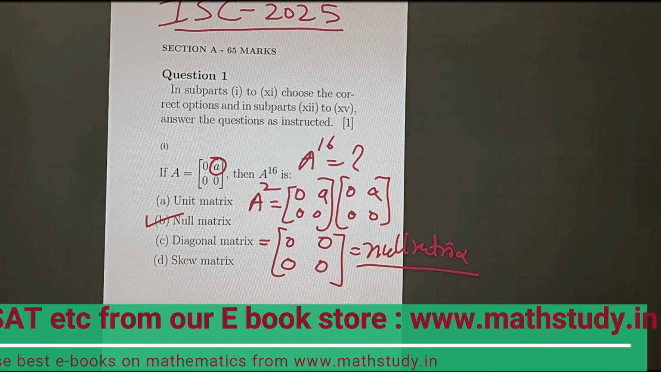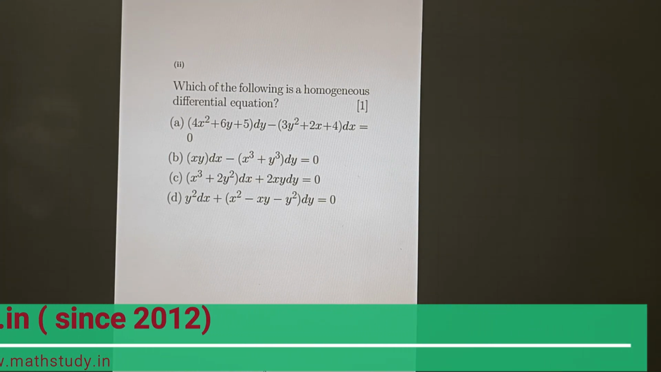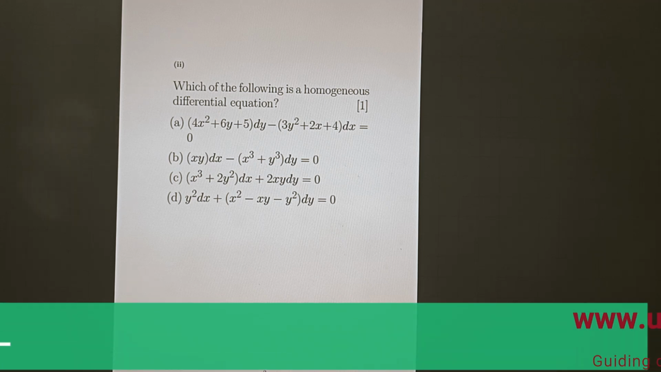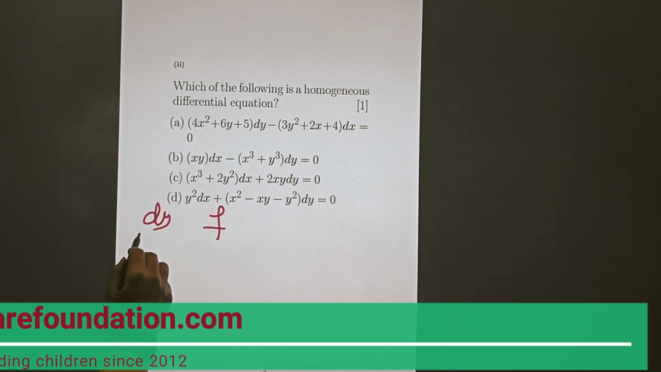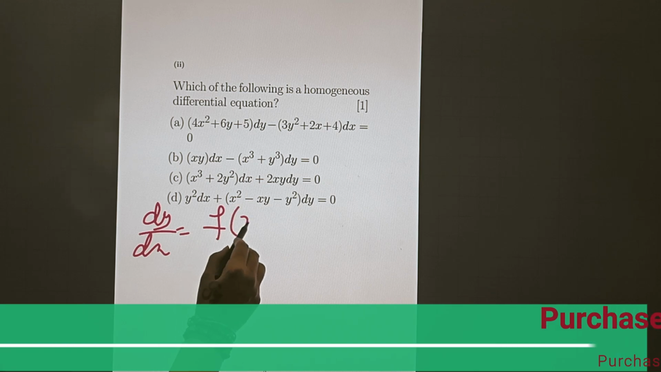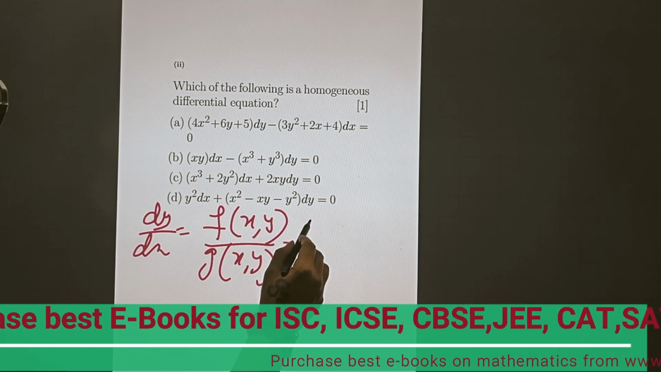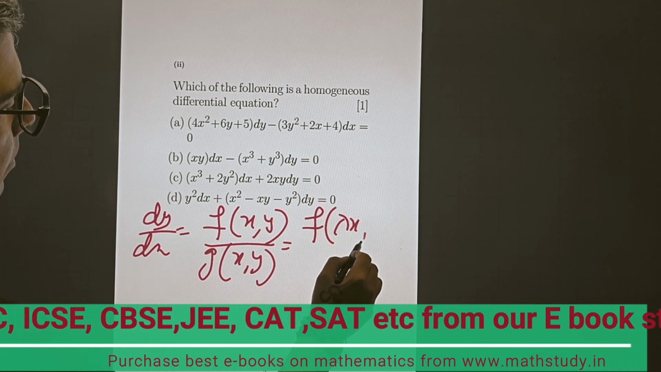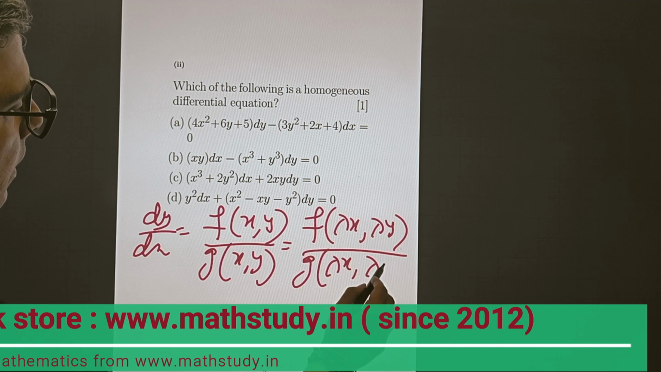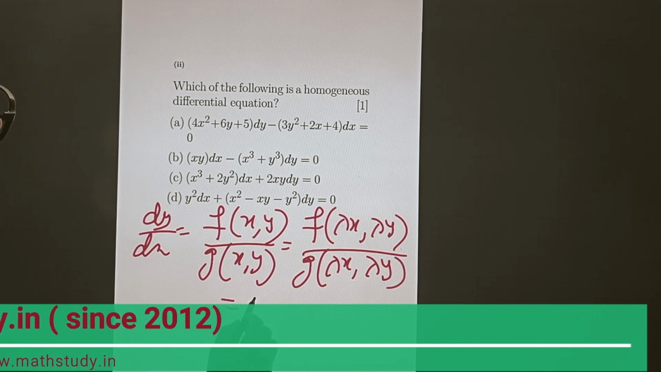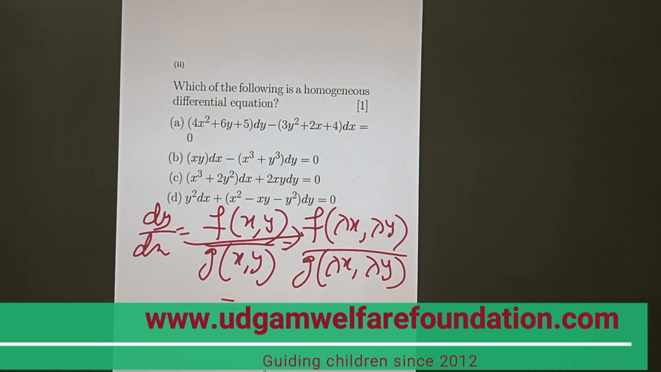Now let's move towards our second question. This is the second part of question number 1. Here it is asking which of the following is a homogeneous differential equation. For a homogeneous differential equation, we should have dy by dx equal to f of x y upon g of x y, which should equal f of lambda x, lambda y upon g of lambda x, lambda y, and this again gives f of x y upon g of x y.